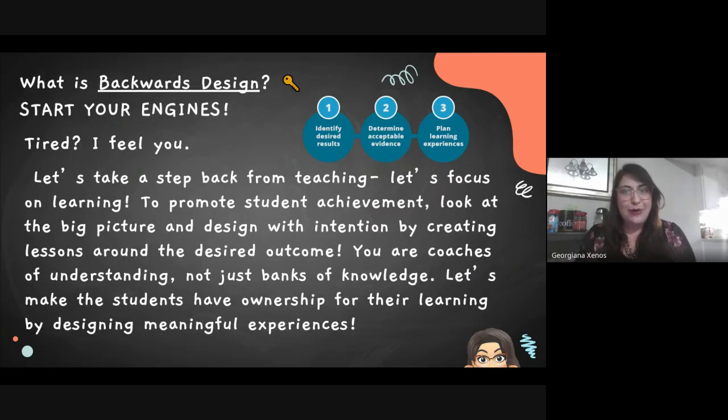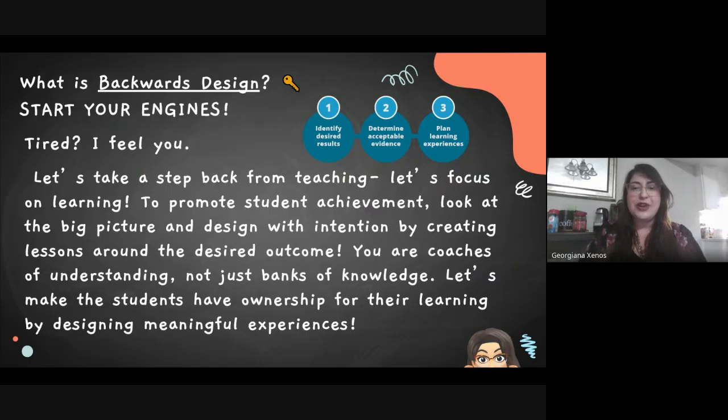And not only that, but making sure that you are reaching every single one of the learners, despite all of their individualized needs and their different situations that they work in. So if you're tired, I feel you, I understand. Let's take a step back from teaching today and let's really focus on the learning at hand.